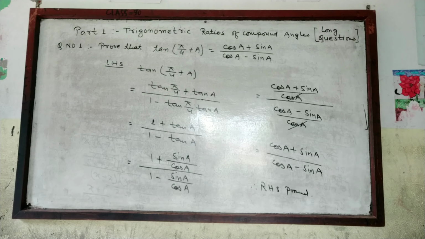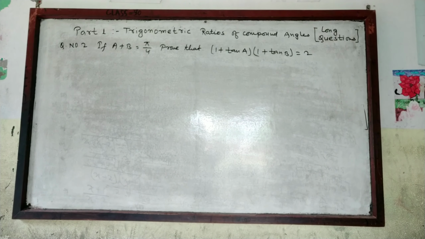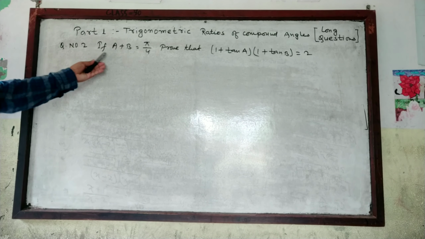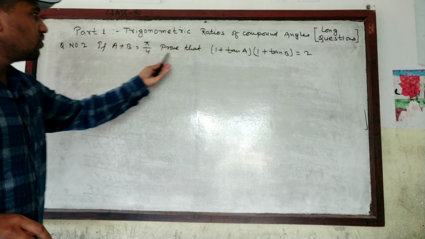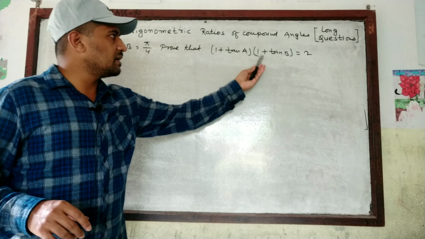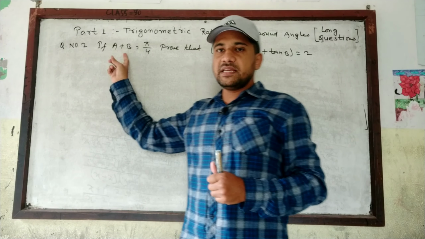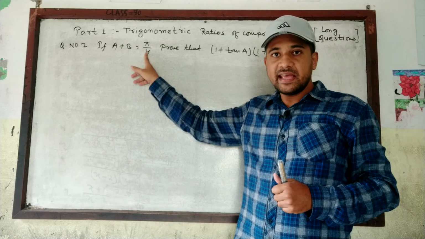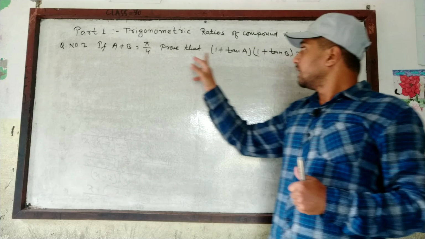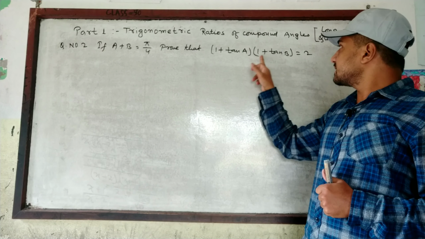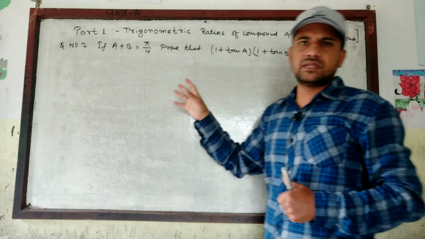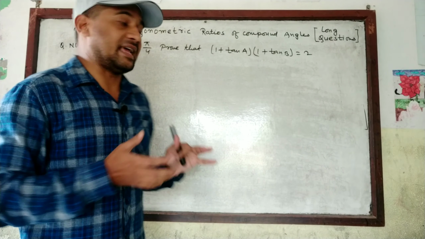Now look at the next question: if A + B is equal to pi/4, prove that (1 + tan A)(1 + tan B) is equal to 2. Here it is already given that A + B is equal to pi/4. Now we have to prove (1 + tan A)(1 + tan B) is equal to 2. This question is repeated the maximum number of times, so don't miss this type of question.